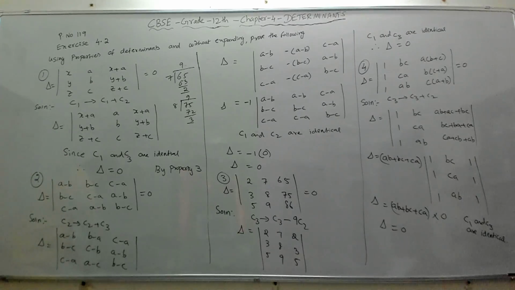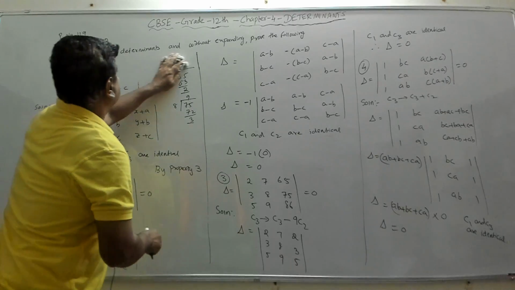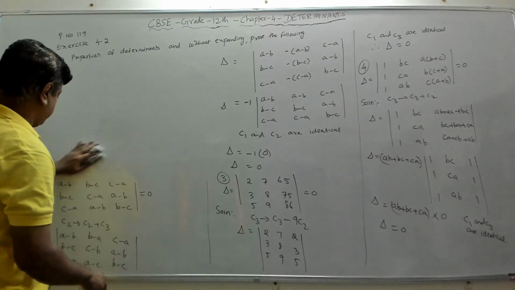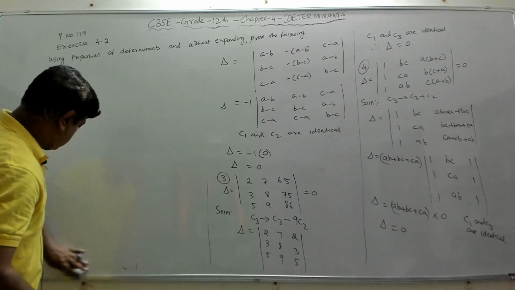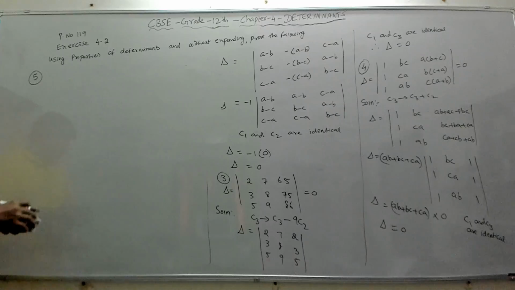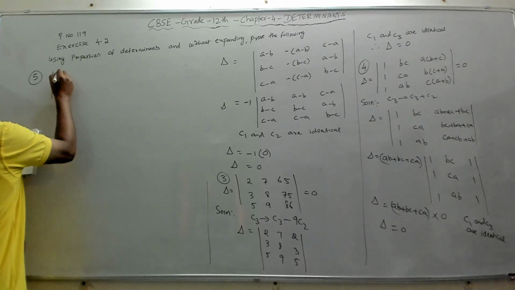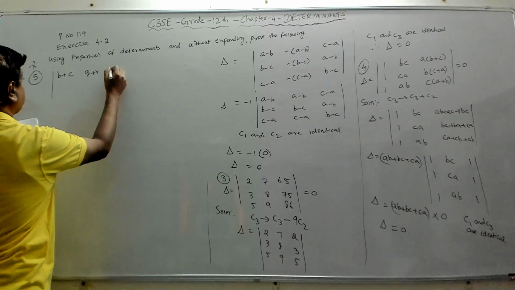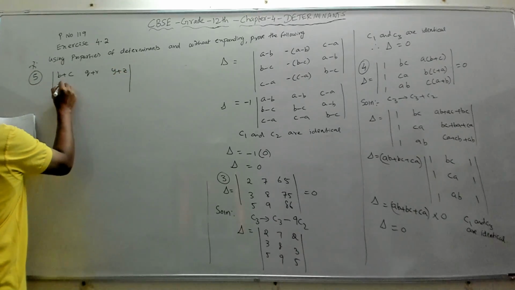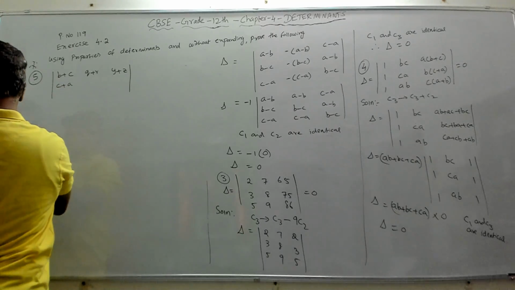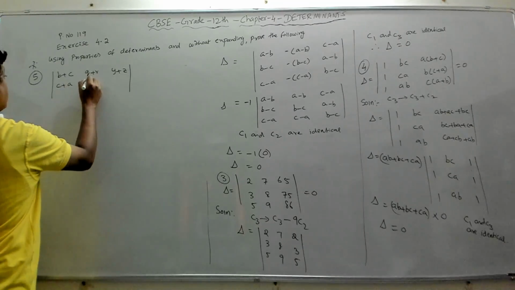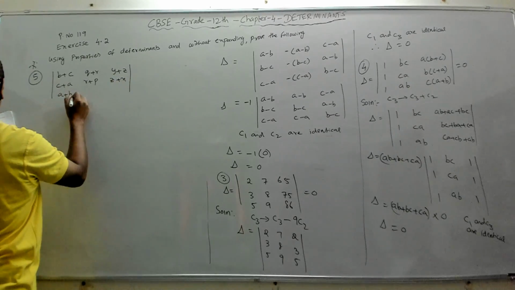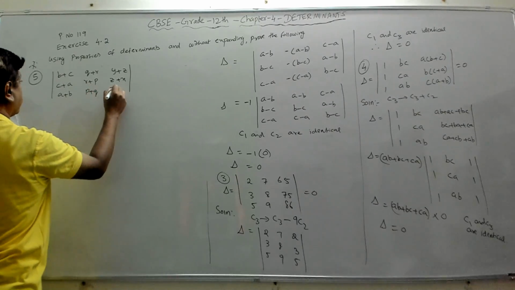I will go to the next problem, which is the fifth problem. In the fifth problem, what we have to show is, we have to prove that determinant B plus C, Q plus R, this is an important problem, and Y plus Z, then C plus A, R plus P, Z plus X, then A plus B, P plus Q, X plus Y.